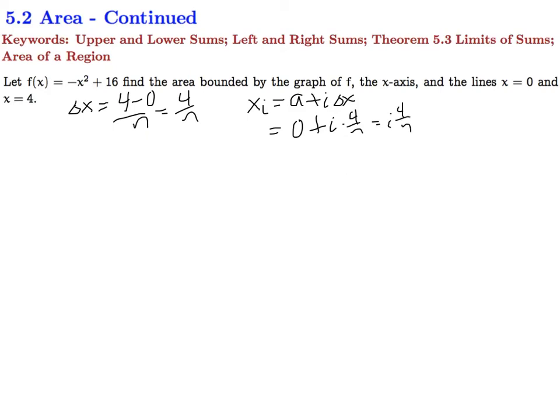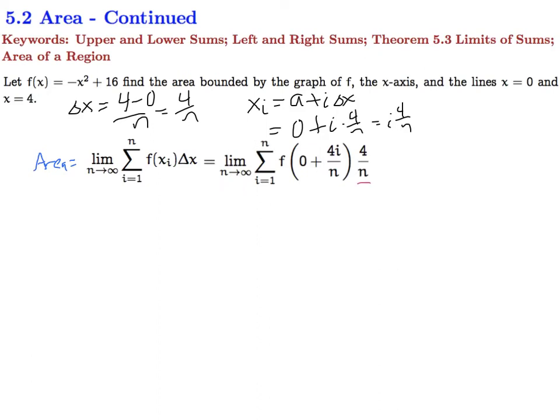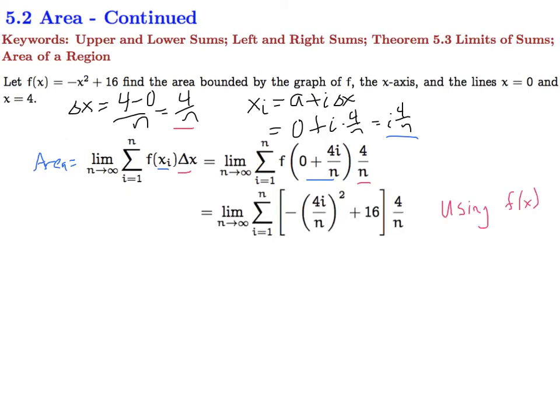And then we need to put this all into our limit definition. So this means that area is going to be the limit as n approaches infinity of the sum from i equals 1 to n of f of x sub i times delta x. And so putting in our particular information from the function yields the following. It's important to note that the 4 over n came from delta x right up here, and that the x sub i that we're putting into our function came from our calculation up here. And so now we actually want to put this into the function. So now using our function f of x, we replace all of our x's with 4i over n, squared, and have the 16 in there.